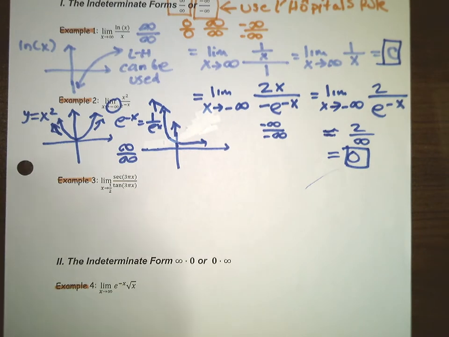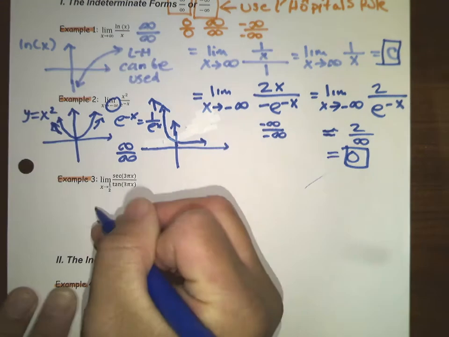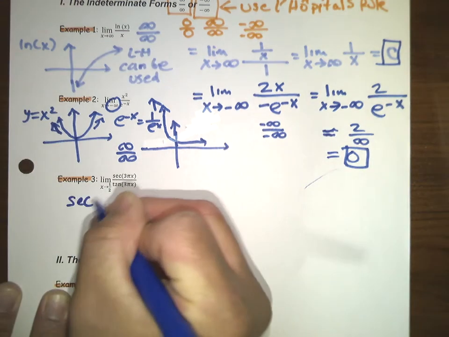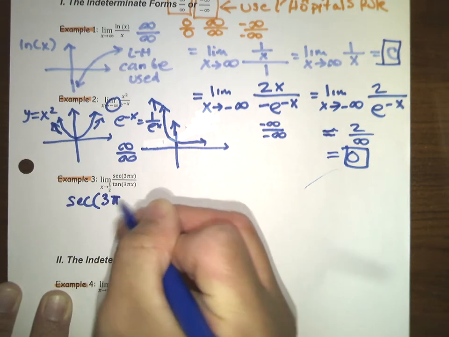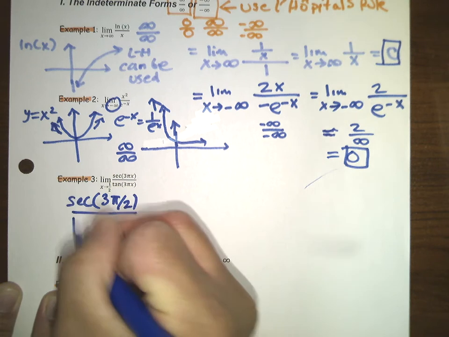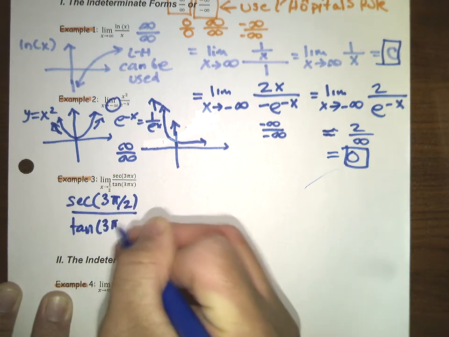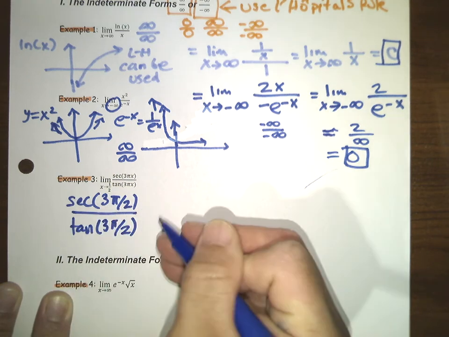But here, let's try this one. We have the limit as x approaches a half of secant of 3 pi x over tangent of 3 pi x. So what do we know here? Well, 3 pi x is 3 pi over 2, for both the secant and the tangent.